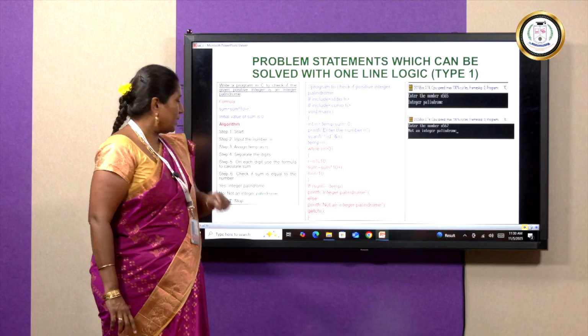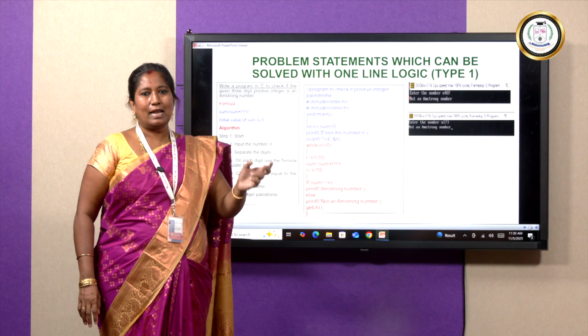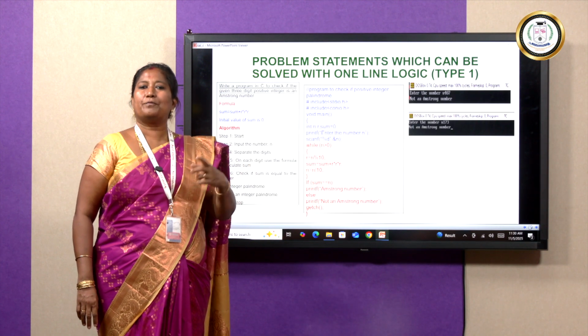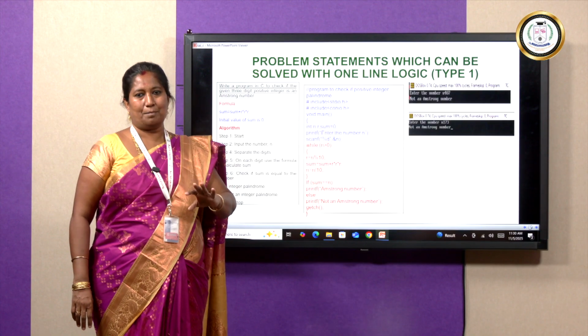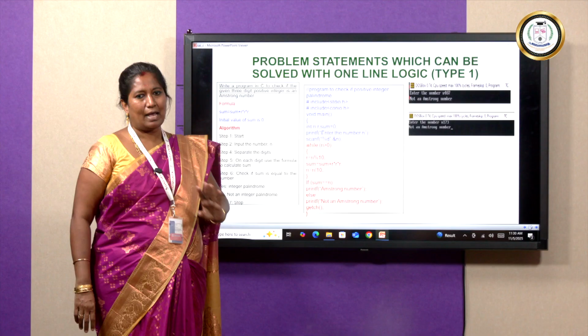Fine. One more thing I promised you, right? Whether it is an Armstrong number or not. If it is a 3-digit number, what is an Armstrong number? If the sum of the cubes of the digits is equal to that number, then it is an Armstrong number. I repeat, in the case of a 3-digit number, if the sum of the cubes of the digits is equal to that number, then you can call it an Armstrong number.